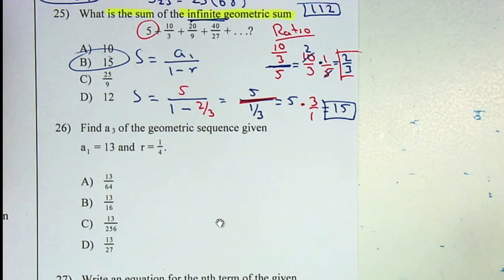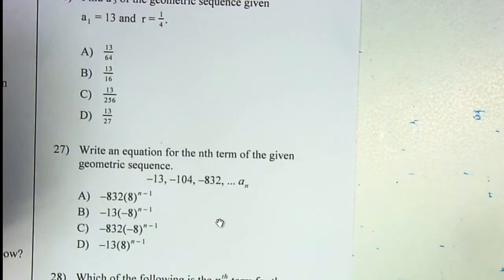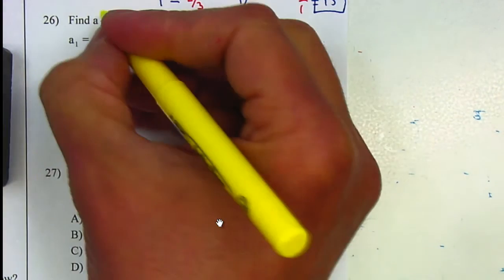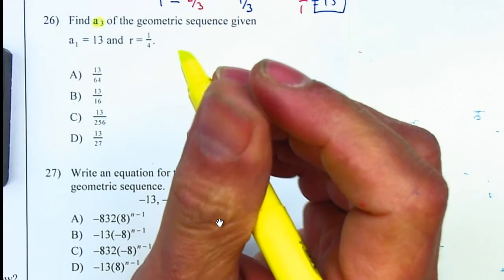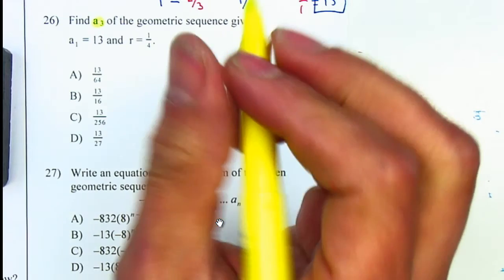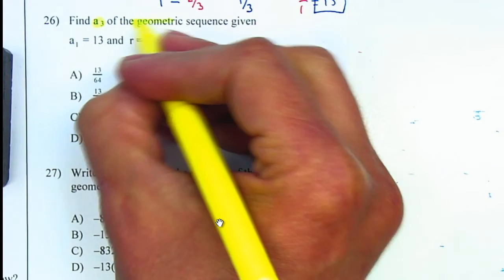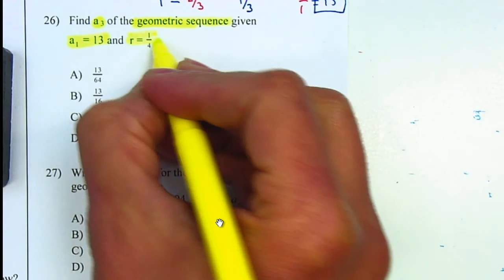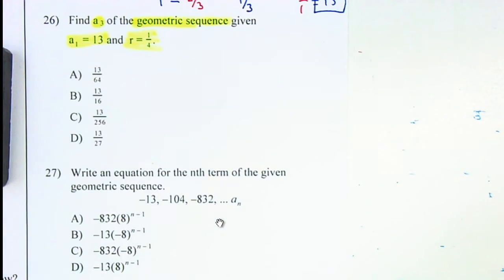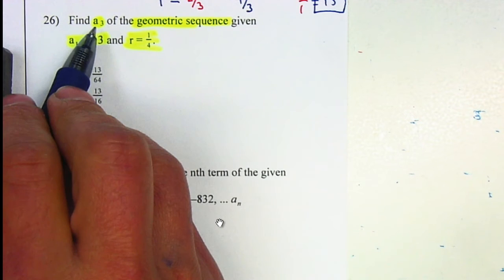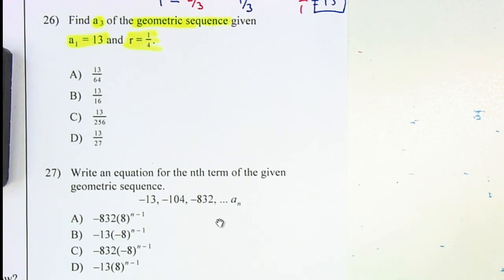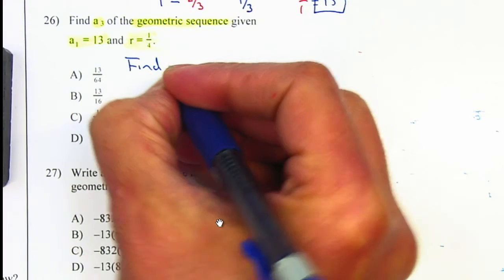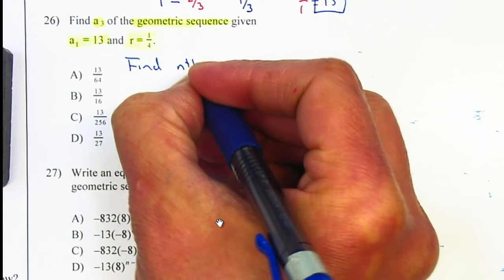Let's continue with problem number 26. Find a sub 3. So I need to find a sub 3. What does a sub 3 mean? A sub 3 means the third term of a geometric sequence. They tell us that the first term is 13 and the r is 4. First, in order to be able to find the third term, I need to be able to find my equation. So find the n term.